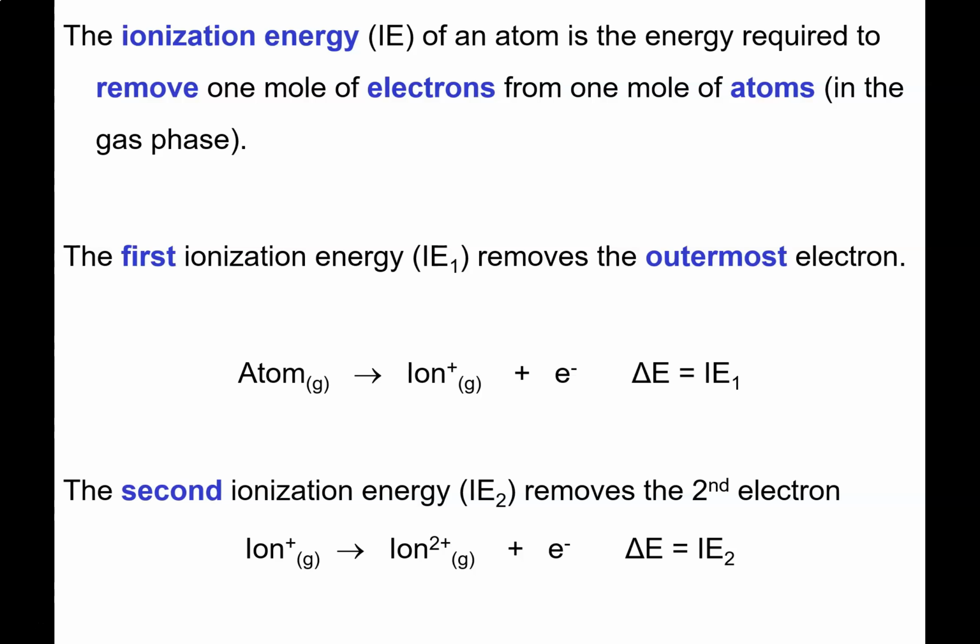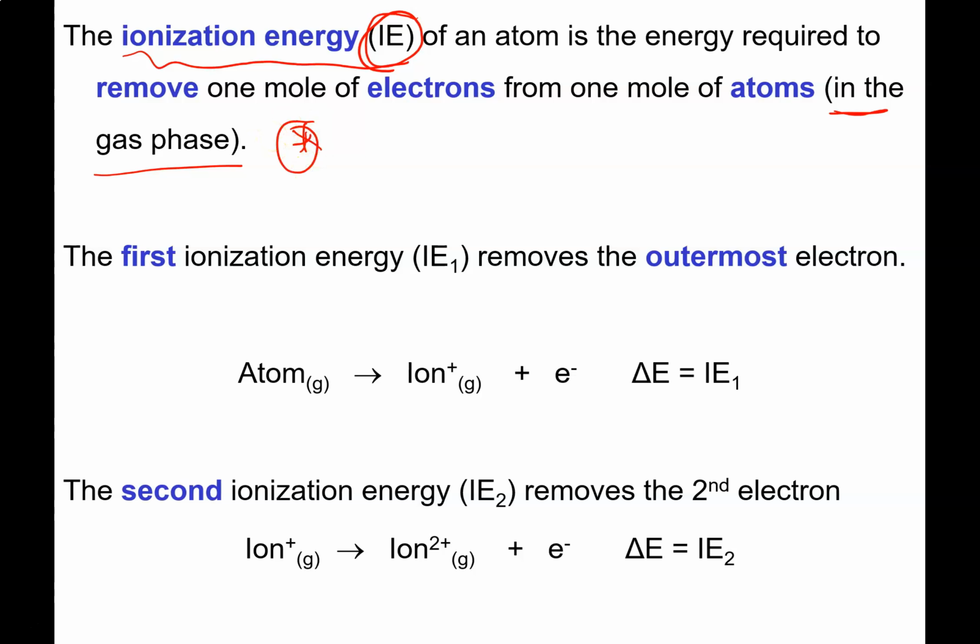So that concludes the section on the first periodic property that we were talking about, which was atomic and ionic radii. And now we start talking about ionization energy, often abbreviated IE. Ionization energy is the energy required to remove a mole of electrons from a mole of atoms that are in the gas phase. We're going to come back to this later when we talk about Born-Haber cycles, so this is an important concept to get a handle on right now.